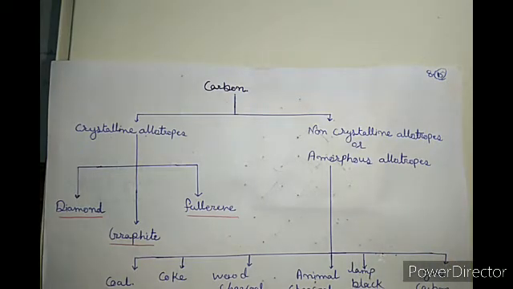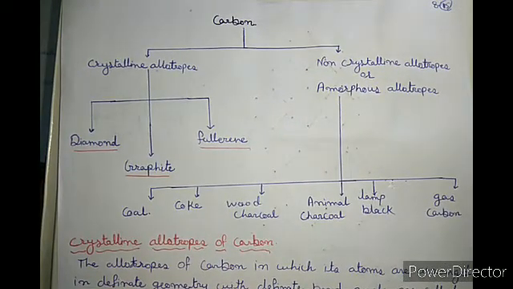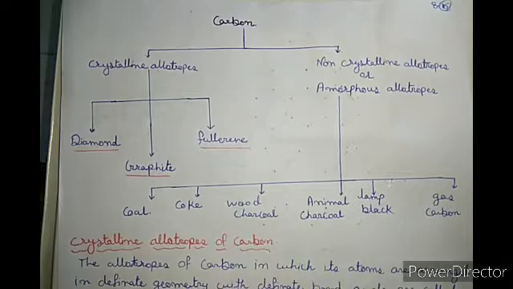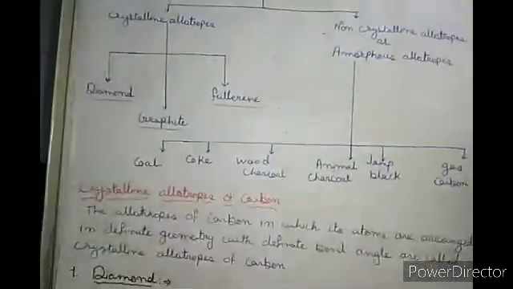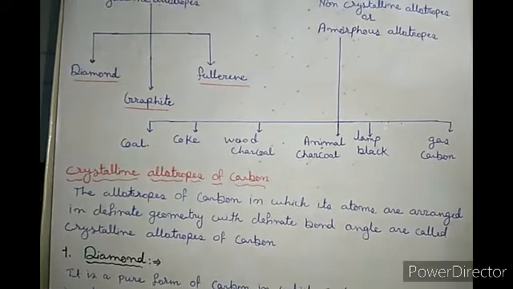Got it? Understand? Now, the allotropes of carbon are grouped into two categories: crystalline allotropes and non-crystalline allotropes. Crystalline allotropes further divide into three categories: diamond, graphite, and fullerenes. And non-crystalline or amorphous allotropes further divide into various categories, like coal, coke, wood charcoal, animal charcoal, lamp black, gas carbon, etc.